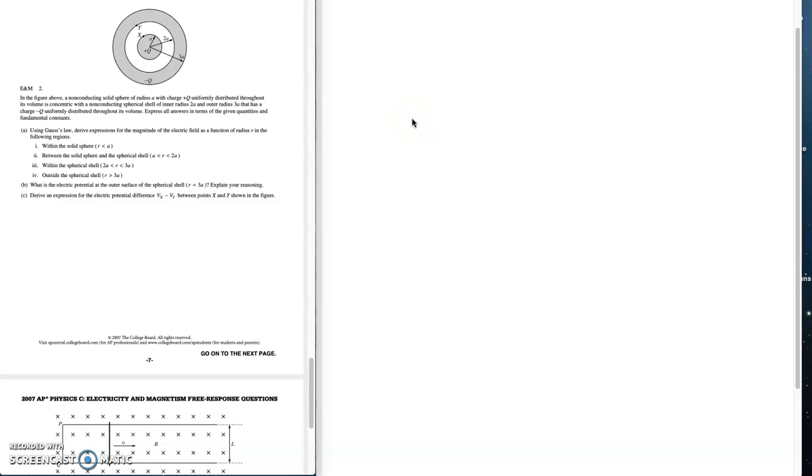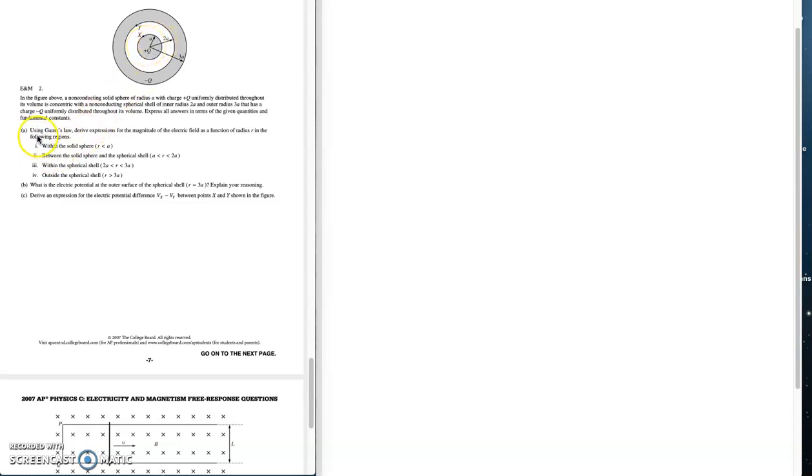All right, 2007 E&M number 2. We have two concentric spherical shells that are non-conducting. The inner one has a plus charge uniformly distributed throughout the volume. Okay, that's not that bad. But then the outer one also has a uniform charge of minus Q distributed throughout its volume. This one is going to be annoying because we're going to have to subtract out that space of radius 2a from the inside where there's no negative charge.